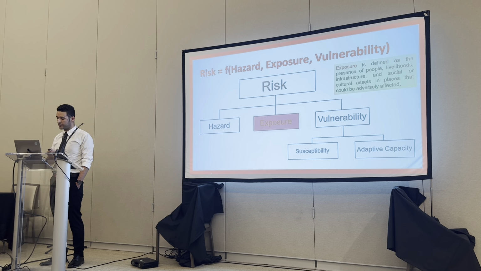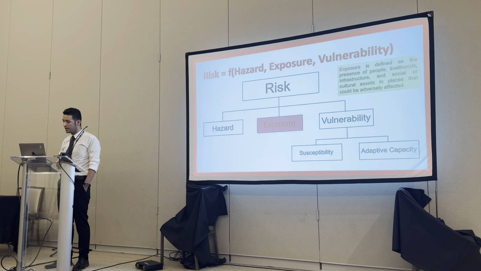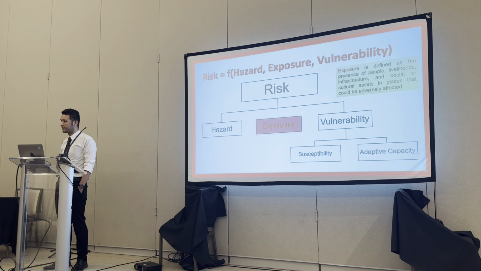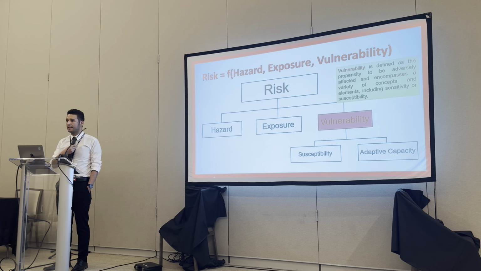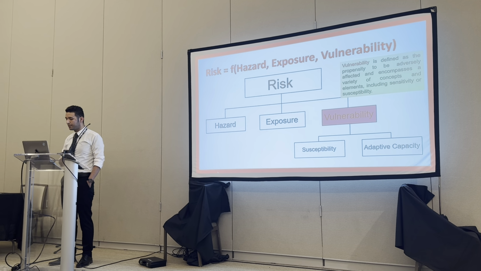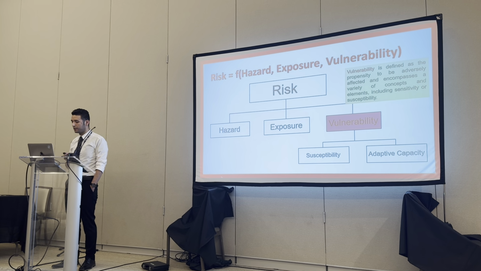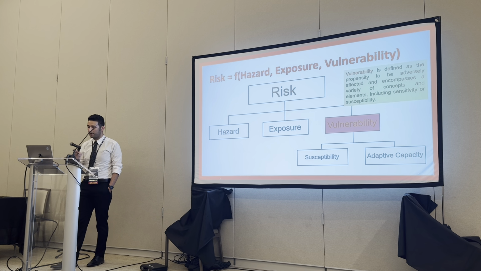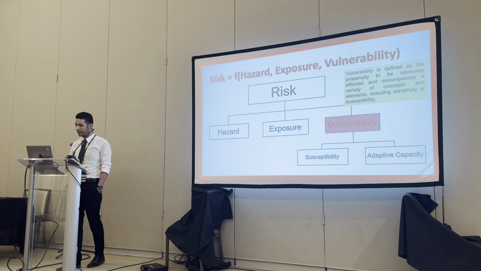Exposure, the second most important factor in risk, is defined as the presence of people, livelihoods, infrastructure, and social or cultural assets in places that would or could be adversely affected. The last factor contributing to risk is vulnerability, as it was the topic of our previous paper. Vulnerability is defined as the propensity to be adversely affected and encompasses a variety of concepts and elements, including sensitivity and susceptibility. So there are 2 different drivers for vulnerability. One of them is susceptibility, and the second one is lack of adaptive capacity.